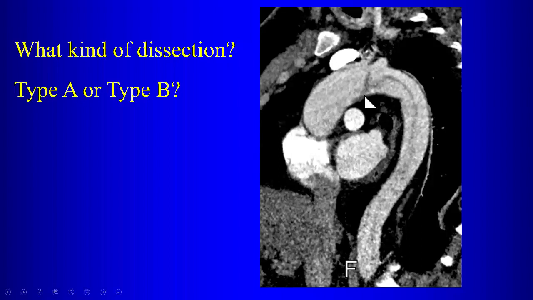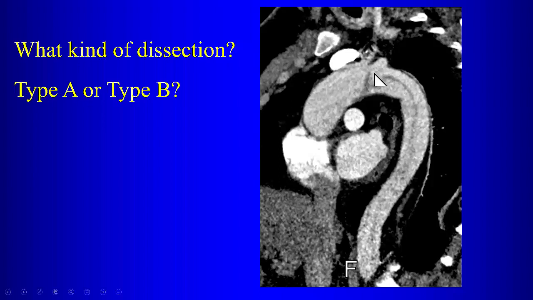The tear is here. So the arch is defined as where the vessels take off, where the great vessels take off. The ascending aorta ends where you get the takeoff of the right brachiocephalic artery. Okay, so where the vessels take off, that is the arch. Right, the ascending aorta is proximal to that. No, this is in the arch.